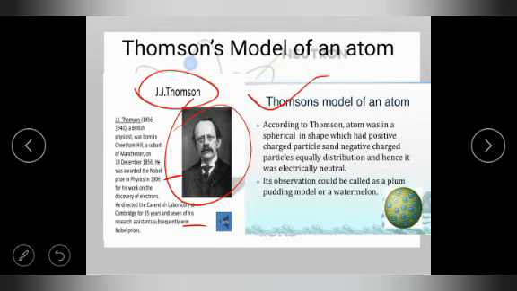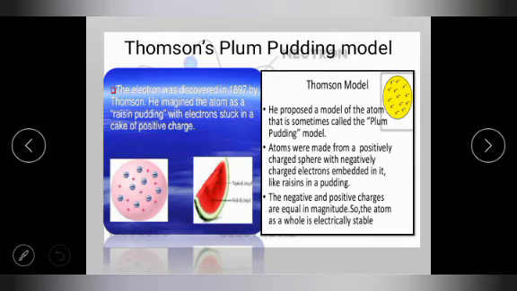Thomson's model of an atom: according to Thomson, the atom was spherical in shape. In this model, positively charged and negatively charged particles are equally distributed, and hence the atom is electrically neutral, because the number of positive charges and electrons was the same. This model could be called a plum pudding model or a watermelon model. Why is it called that? Because the electron was discovered in 1896 by Thomson.